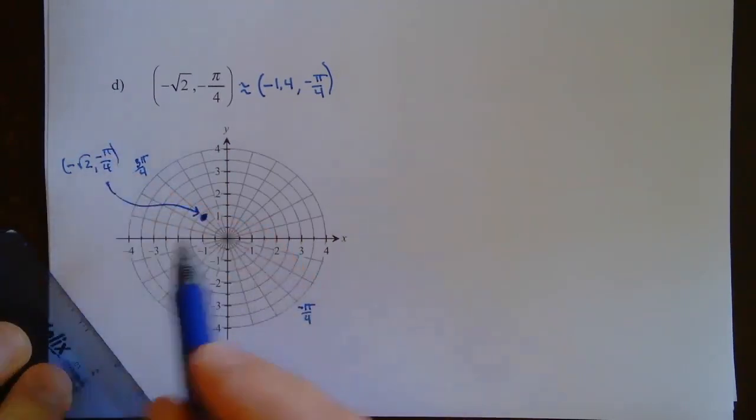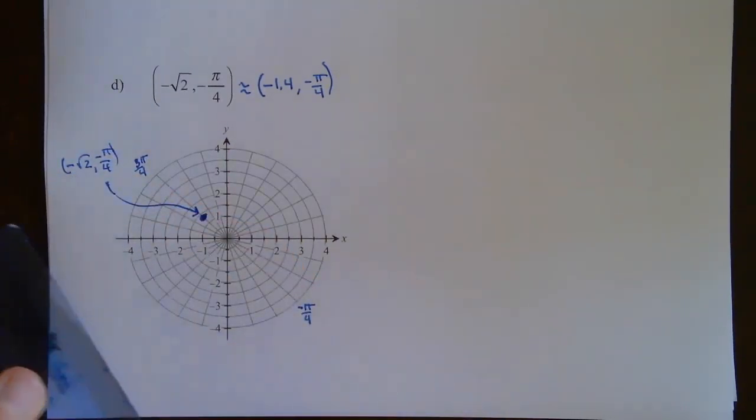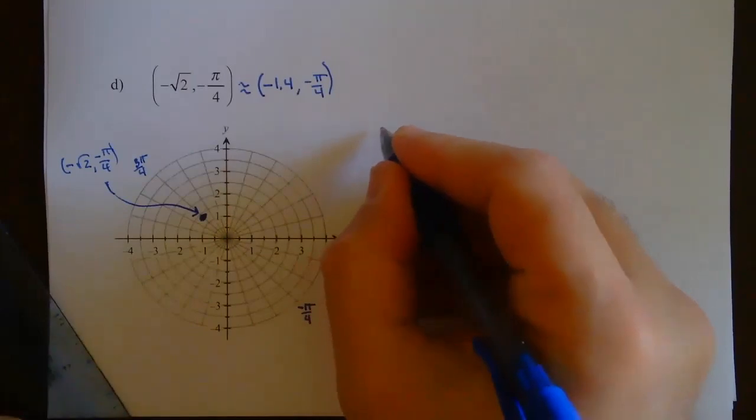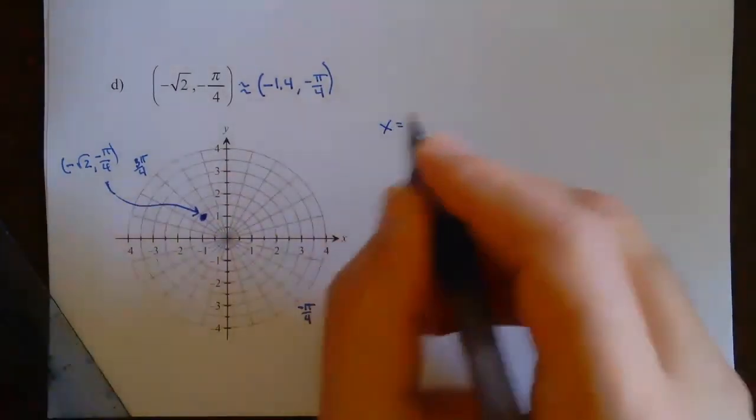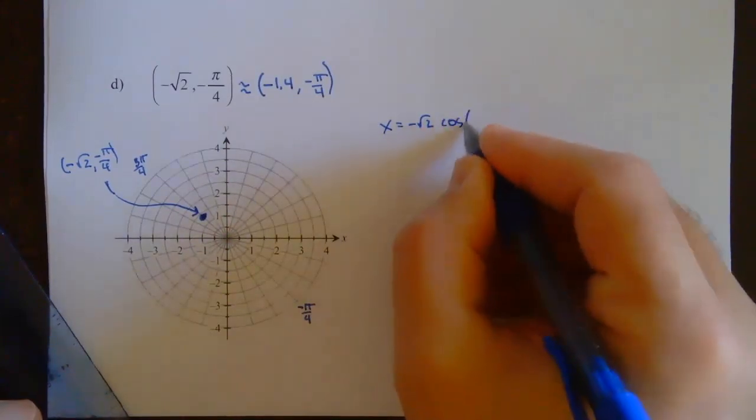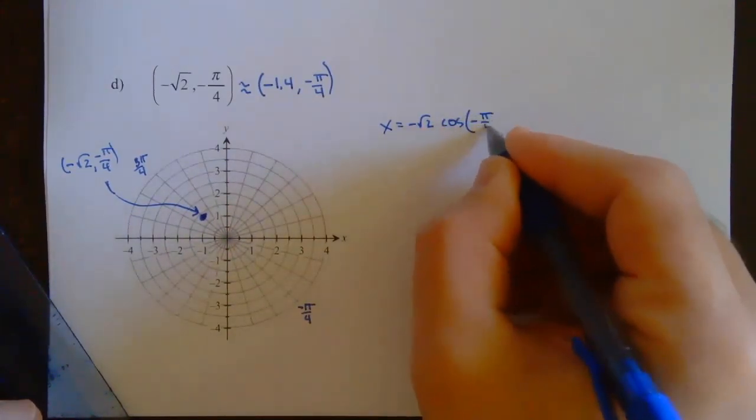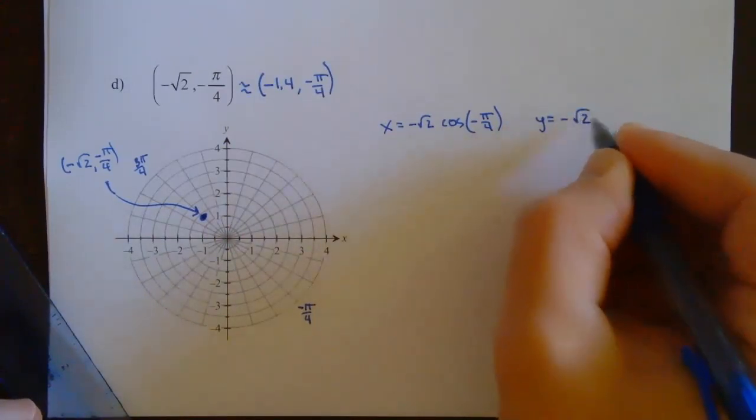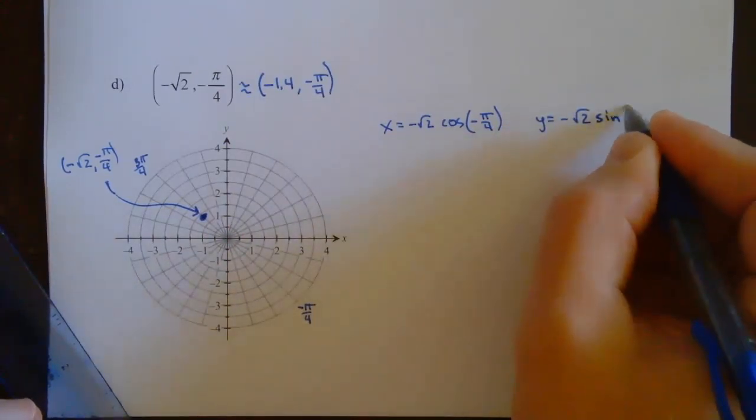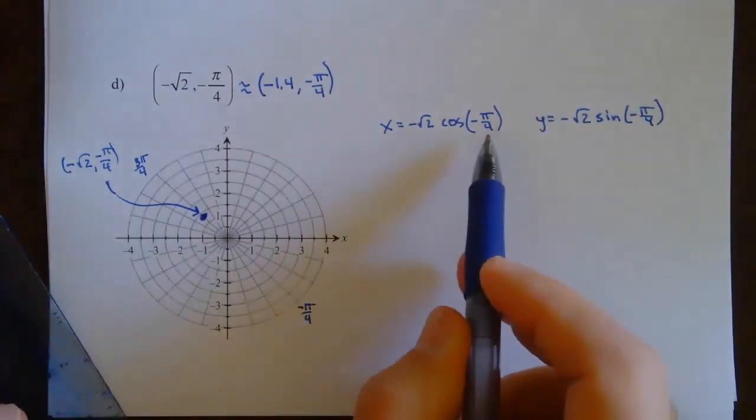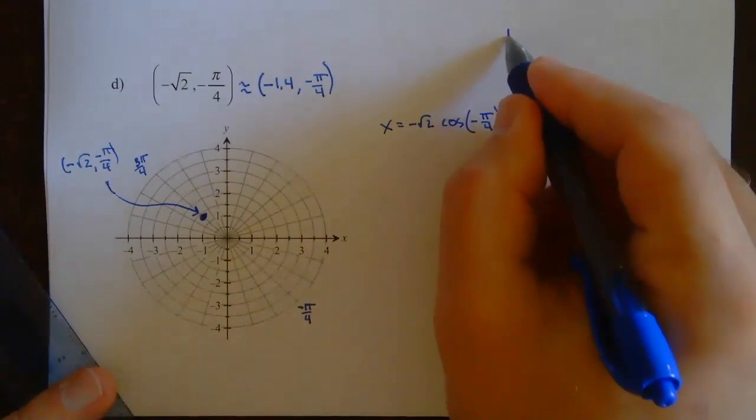And that would be the location of the point with those coordinates. Now, what is that in rectangular or Cartesian coordinates? So x would equal my r, which is negative square root of 2, times cosine of negative pi over 4, and my y would be negative square root of 2 times sine of negative pi over 4. So we have to figure out negative pi over 4. You could draw a quick little diagram.